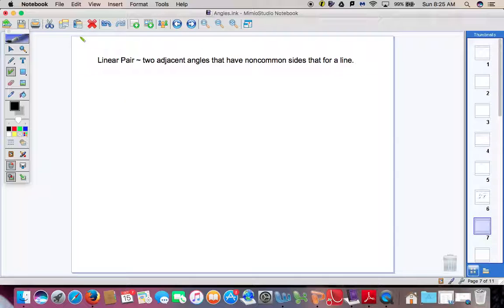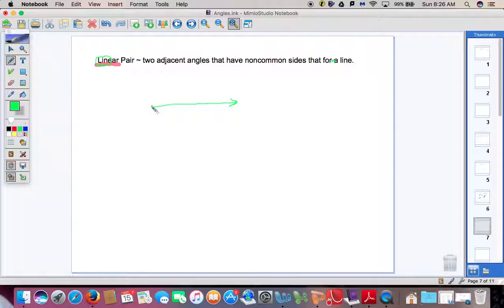Okay, a linear pair. Let's look at this word linear. Linear pair. Do you see the word line in there? Line. Okay, so a linear pair is two adjacent angles that have non-common sides that form a line. That should say form a line. Form a line.